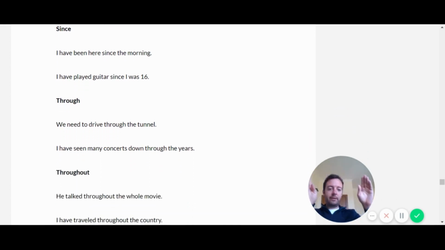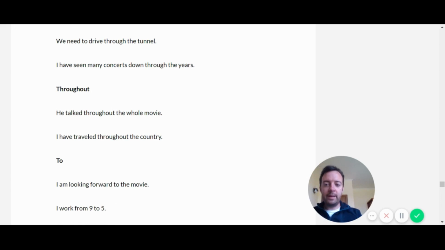Through, usually you have a tunnel or something and you go through this place. We need to drive through the tunnel. I have seen many concerts down through the years. Okay, throughout, again, a few meanings. You need to really study all of these, right? And find the different meanings. Throughout usually means covers all the area. In this case, yeah, it's a movie. Okay, he talked throughout the whole movie.